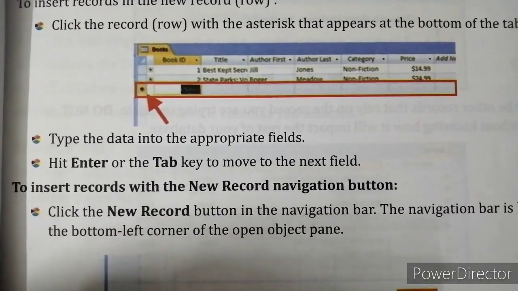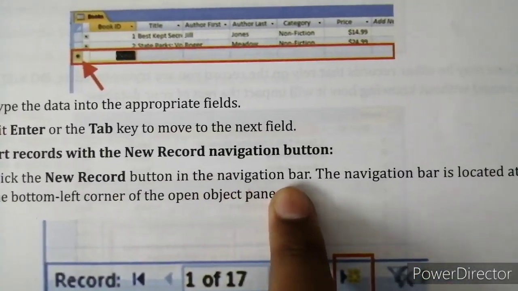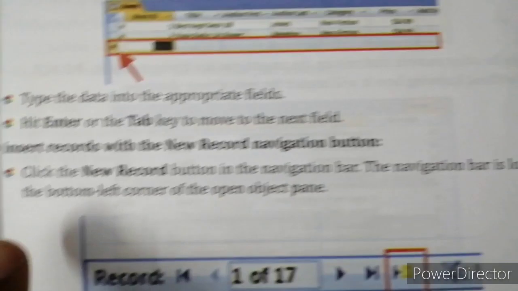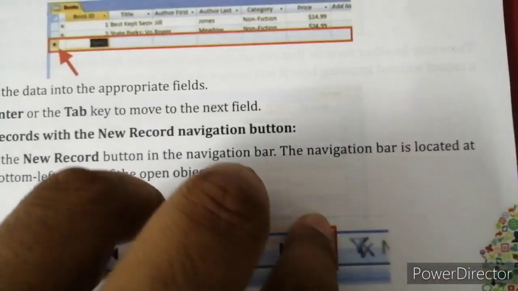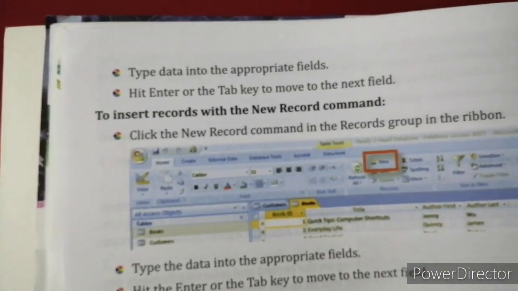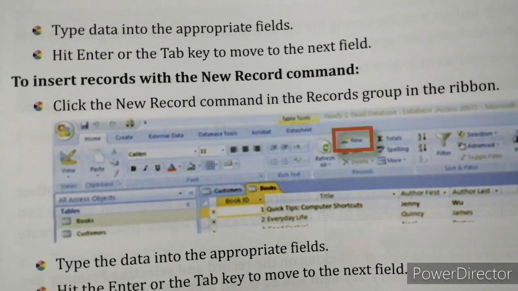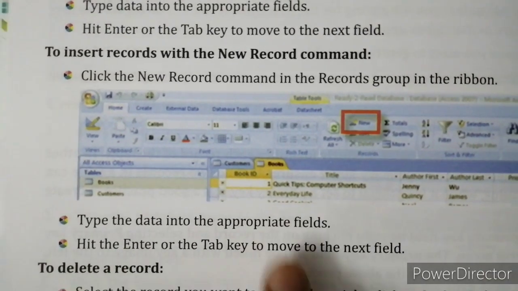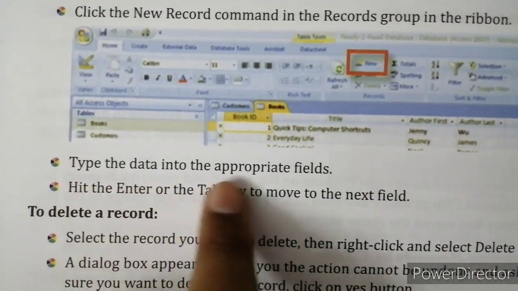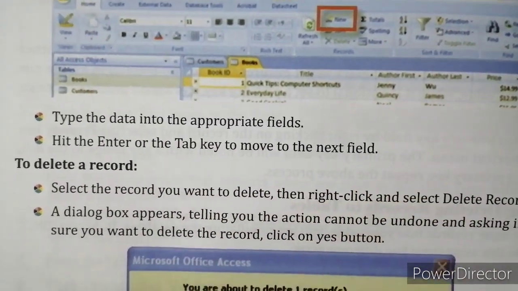To insert records using the new record navigation button, click on the new record button in the navigation bar. The navigation bar is located at the bottom corner of the object. Now coming to the next part, type data into the appropriate fields, hit enter or tab key to move to the next field.